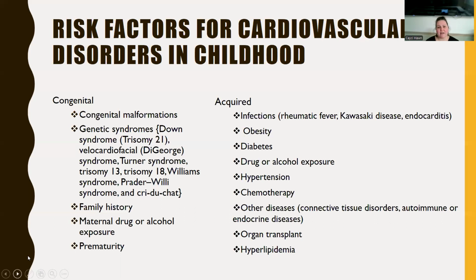So, what are some risk factors for cardiovascular disorders in childhood? For congenital, we have congenital malformations, different genetic syndromes like trisomy 21 or DiGeorge syndrome, Turner syndrome, trisomy 13 and 18, Prader-Willi syndrome, Kruger-Schott syndrome, Williams syndrome. There could be a family history of it. It could be because of maternal drug or alcohol exposure, or even just simply because of prematurity.